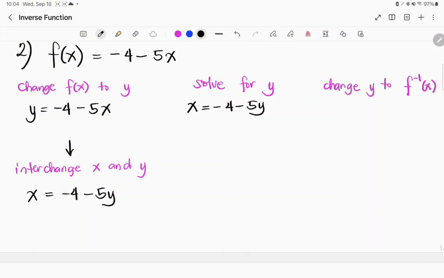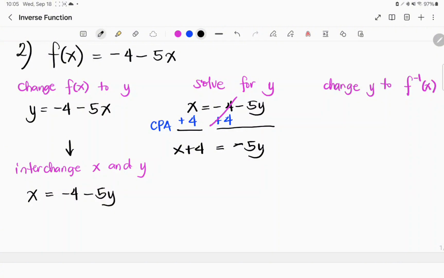And using commutative property of addition, we can add both sides by positive 4, to remove this negative 4 and retain negative 5y. So in this case, our left side will become x plus 4, and on the other side, we have this 0 minus 5 is negative 5y.